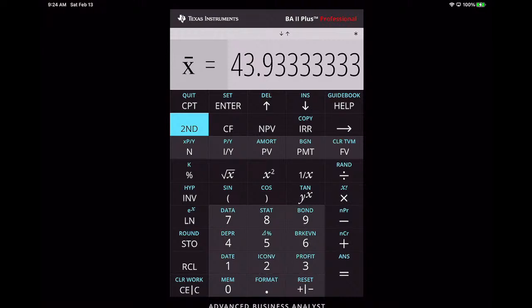Here's the mean. X bar is the mean, universal symbol for mean. So write it down, 43.93 repeating. And then next one is SX. SX is 11.247. Okay, and then there's this one, sigma x, which is 10.866. If we round it.